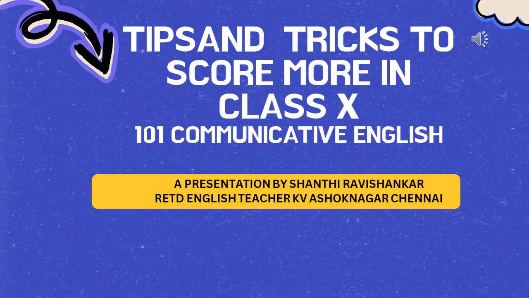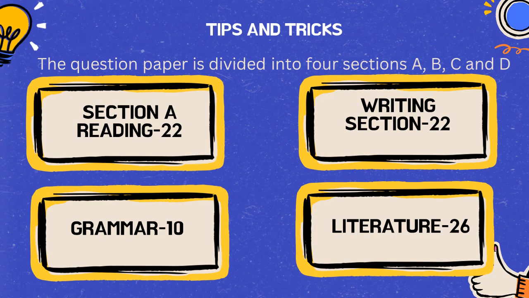Today, I would like to share with you a few tips and tricks to score more in Class 10 Communicative English. As you are all aware, the question paper is divided into four sections: A, B, C, and D. While Section A deals with reading, Section B deals with writing, Section C deals with grammar, and the fourth section deals with literature.